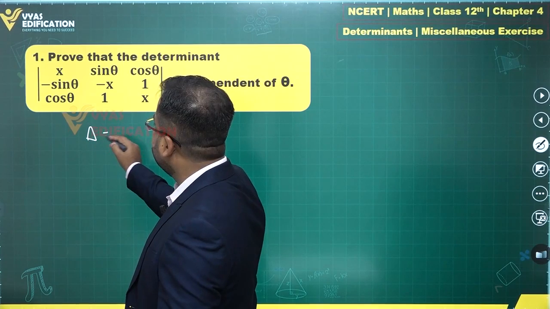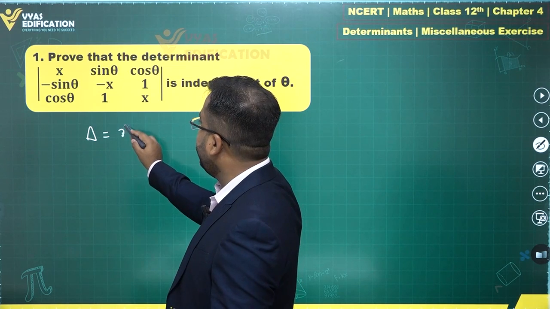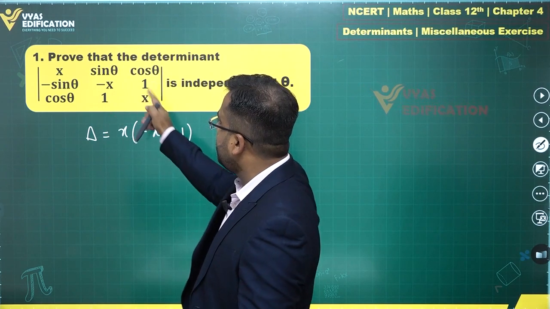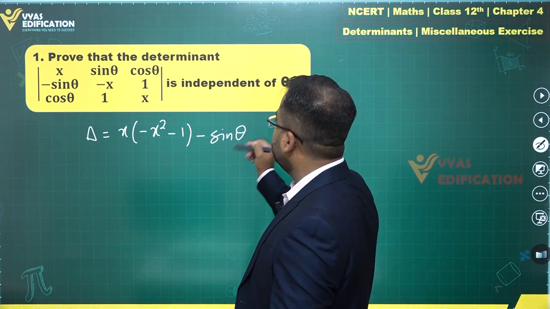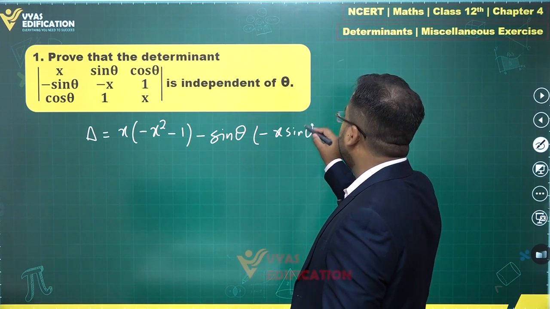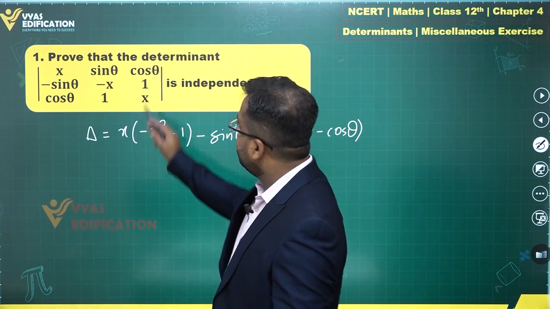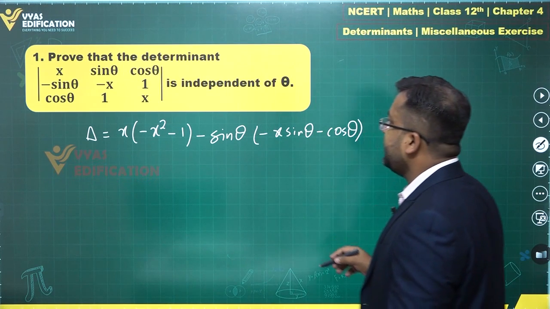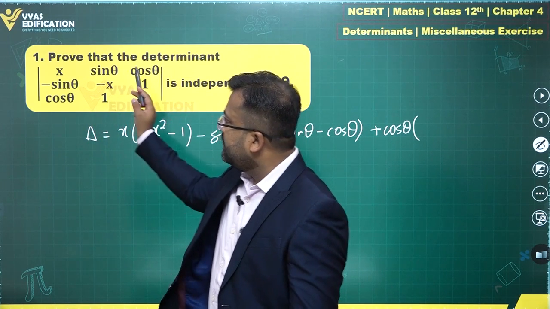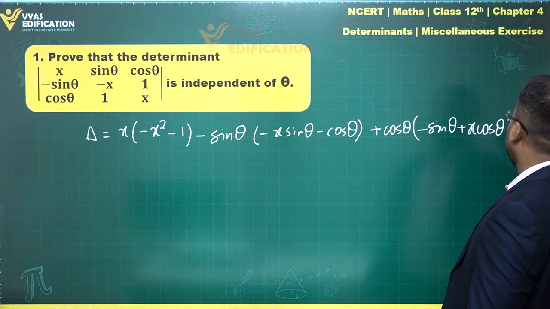The value of determinant delta can be written as, okay, we can expand along the first row, x times you get minus x square minus 1. Minus x square minus 1, minus sin theta times minus x sin theta minus cos theta. This is what you get. That's the second term. And what else? You have plus cos theta first, and with that we have minus sin theta plus x cos theta. This is what you have.